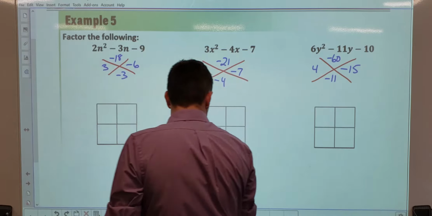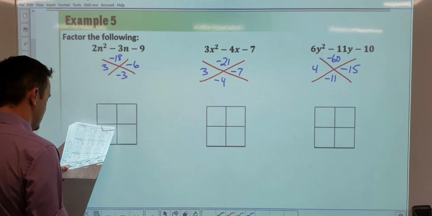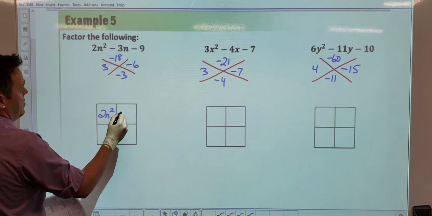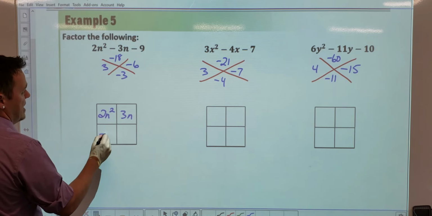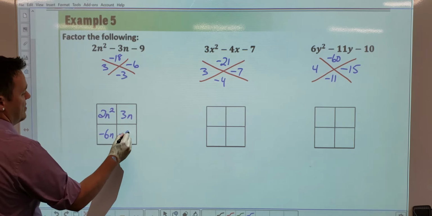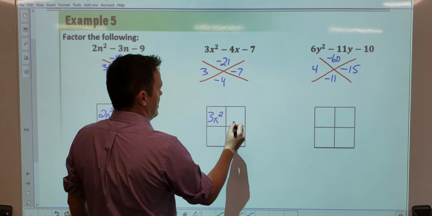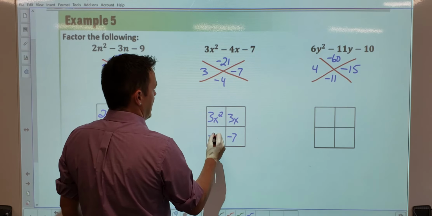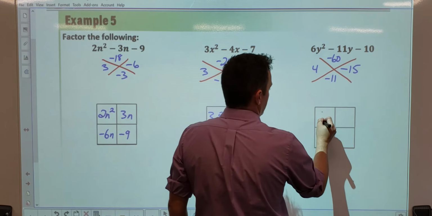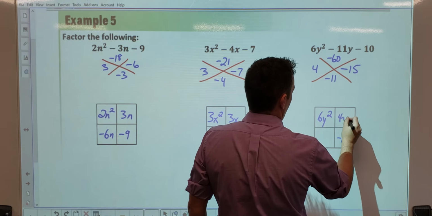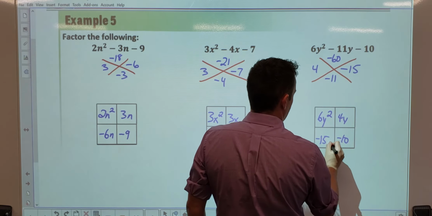All right, now you put your pieces together as you go through this process, right? So Punnett square: 2n squared. Then it would be 3n. Then it would be negative 6n. And then it would be negative 9. This one here, 3x squared and negative 7. And then 3x and negative 7x. And this one here would be 6y squared and negative 10. And then it would be 4y and negative 15y.